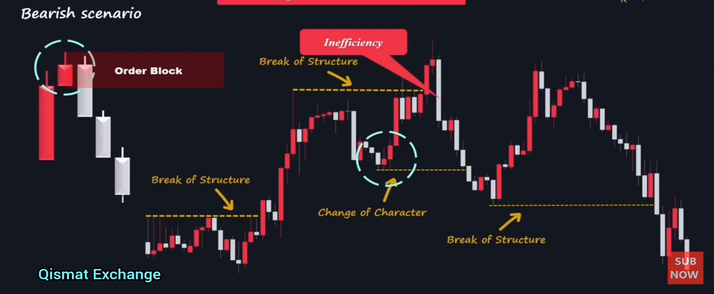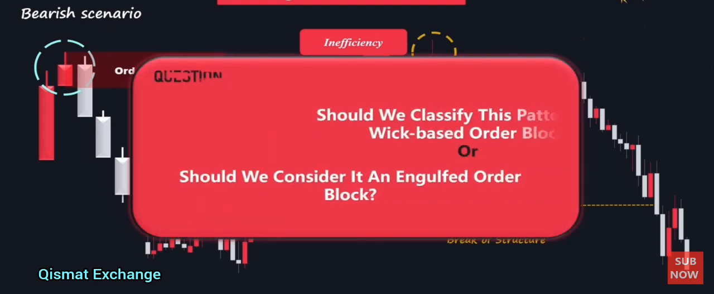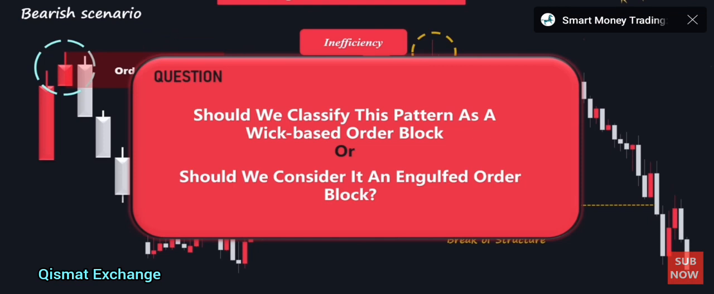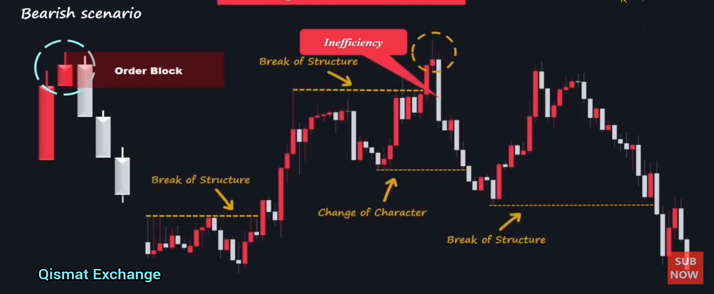The candle we are focusing on is the last bullish candle formed before the bearish movement. Its entire body is engulfed by the following bearish candle, indicating a strong bearish momentum. Upon closer inspection, it becomes apparent that the wick of this bullish candle is greater than half the size of the entire candle. This raises the question, should we classify this pattern as a wick-based order block, focusing solely on the wick as our area of interest, or should we consider it an engulfed order block, highlighting the entire candle? In this specific case, it is recommended to treat it as an engulfed order block and consider the entire candle as the area of interest, rather than solely focusing on the wick.